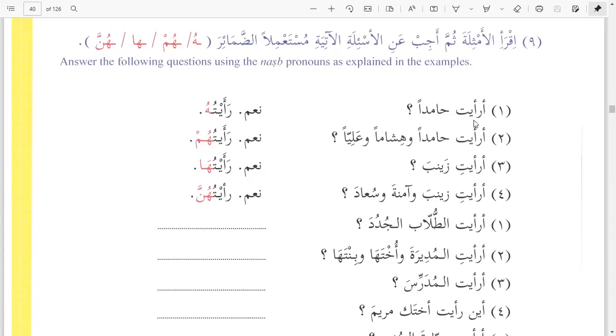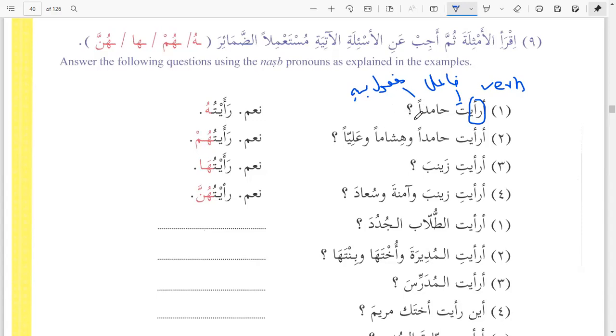Araita Hamidan. Did you see Hamid? So Hamidan is mansub here. It is mafhul bihi. This one, raya, is the verb, fail. Ta is fail here, the subject. And Hamidan is mafhul bihi, the object. Araita Hamidan. Did you see Hamid?